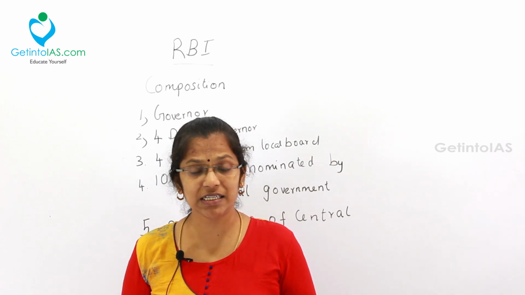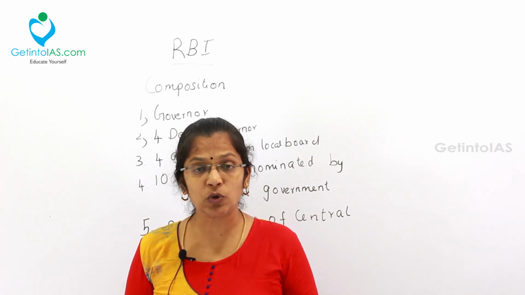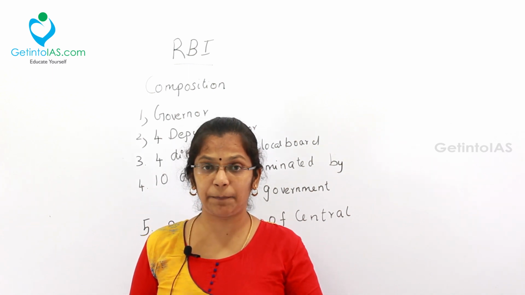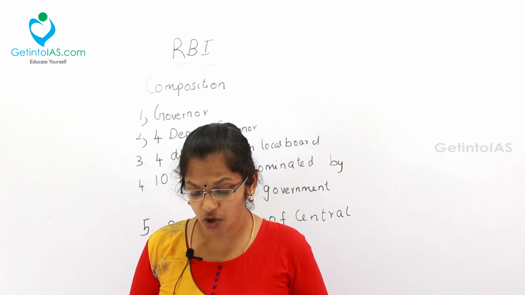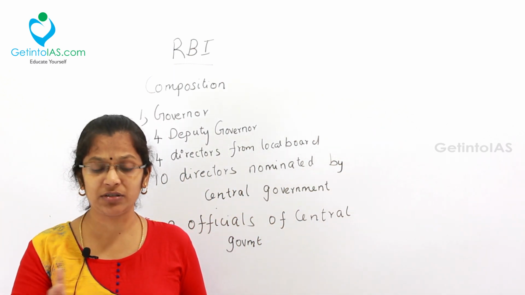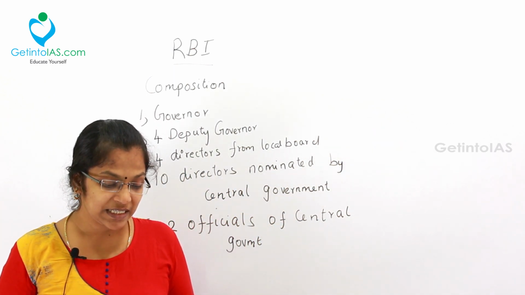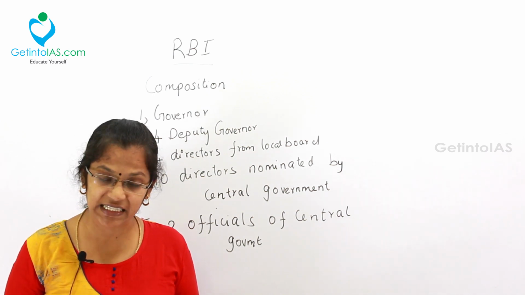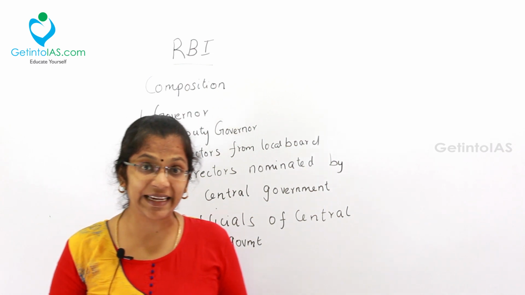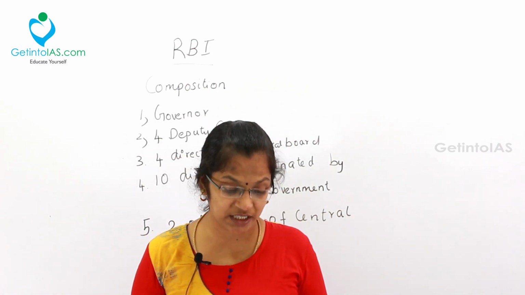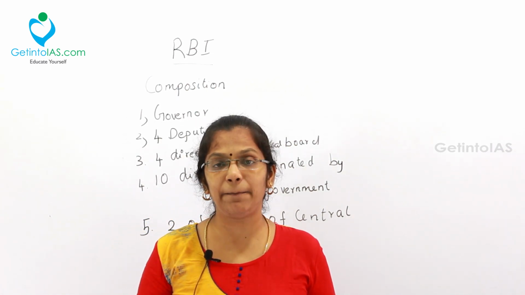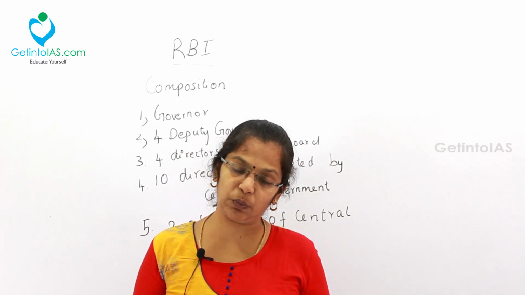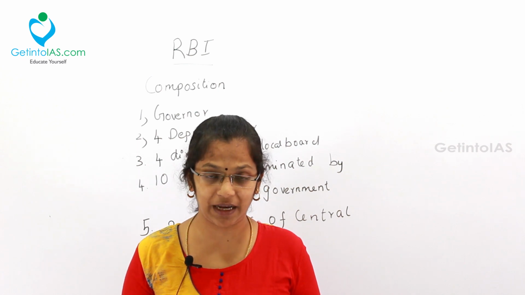In recent times in the newspapers, you could see that Section 8 and Section 7 are often repeated in the articles. So what is this Section 7? I told you Section 8. Section 7 of the RBI Act 1934 says that the government can issue directions to RBI in the public interest after due consultation with the governor of RBI.